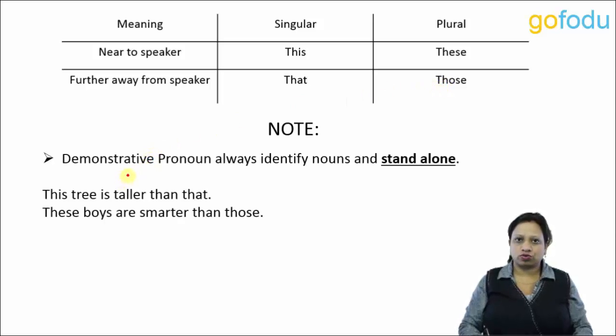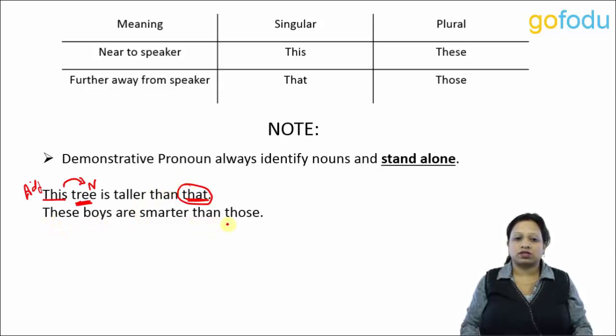There are some rules to it. There are some points to be noted. Demonstrative pronouns always identify nouns and they stand alone. Again, the same way, this tree is taller than that. Over here, if you identify, this is also here. However, it is followed by a noun, tree. So now this is no longer a pronoun. It becomes an adjective. That's correct. Over here, this is an adjective because it's followed by a noun. That over here is a pronoun and a demonstrative pronoun.